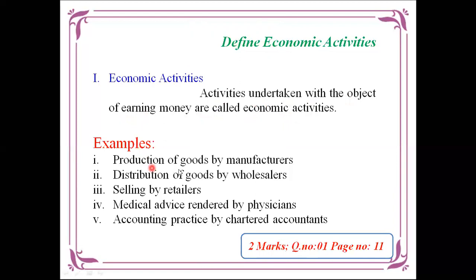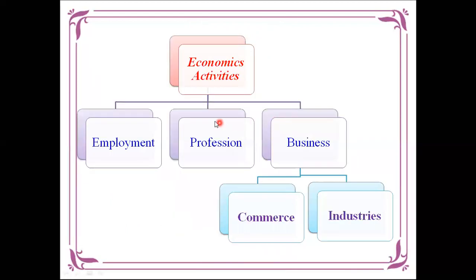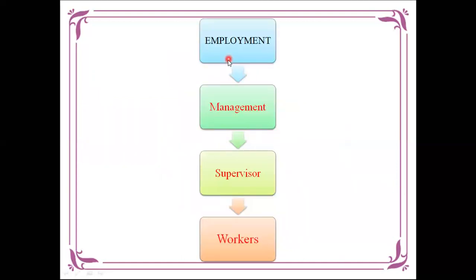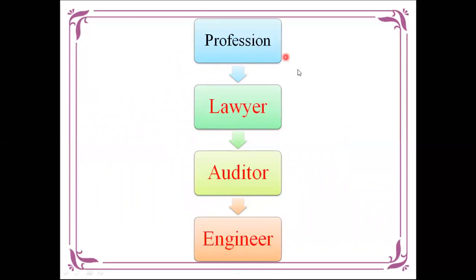For example, production of goods by a manufacturer, distribution of goods by a wholesaler, selling by a retailer, medical advice rendered by the physician, accountancy practice by the chartered accountant. These are the definition of economical activities. Economical activities are classified into employment, profession, and business. Business is classified into economical and industries. Employment is classified into management, supervisor, and worker. Profession is classified into lawyer, auditor, and engineer.